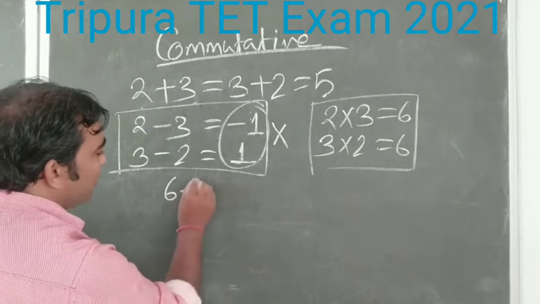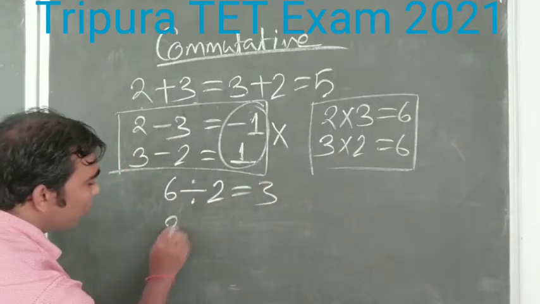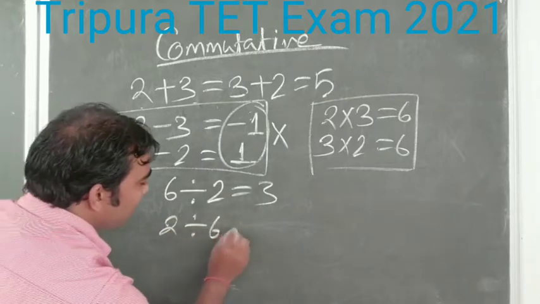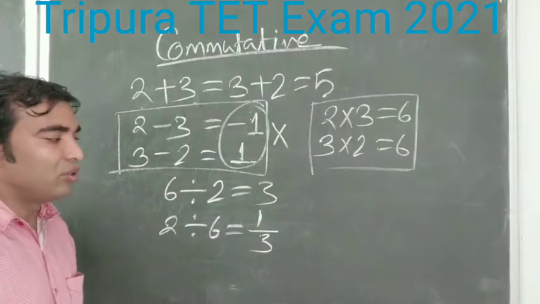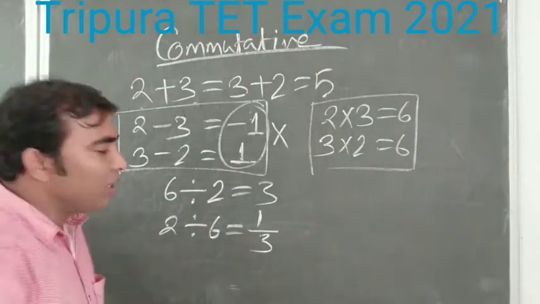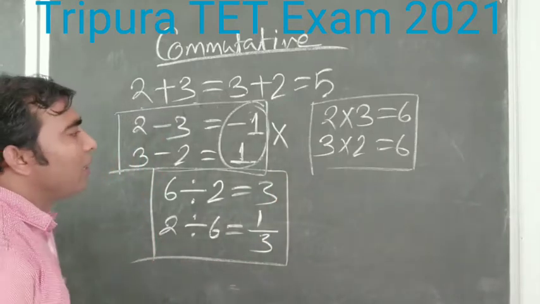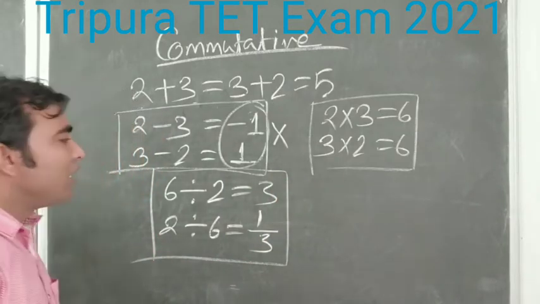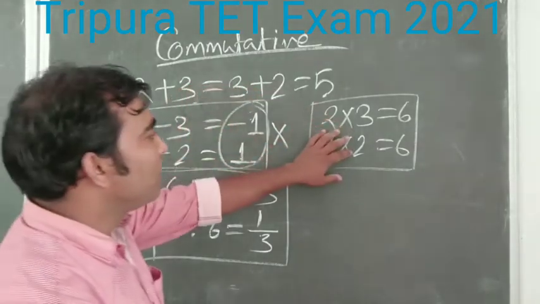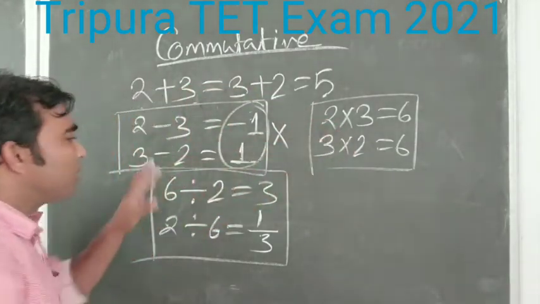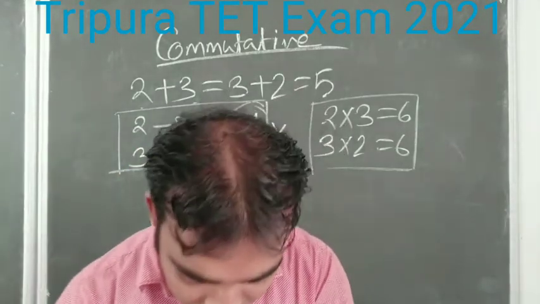Suppose 6 divided by 2, it is 3. Now if we change it to 2 divided by 6, it is 1 by 3. Here also the results are not the same. So we can say that division is not commutative. Addition is commutative, multiplication is commutative, division and subtraction are not commutative. So this is the commutative property.